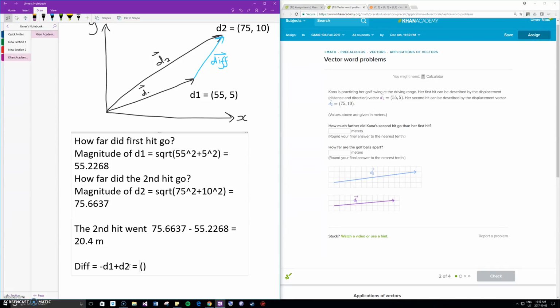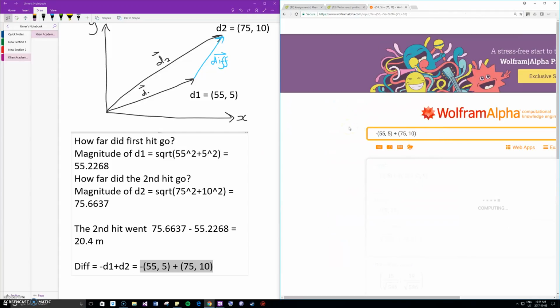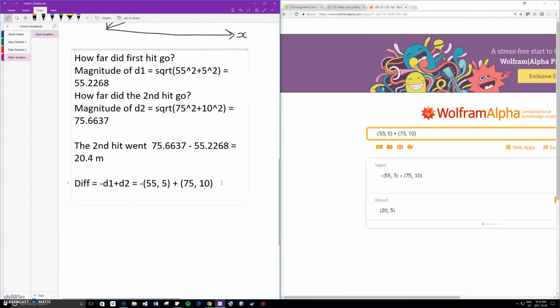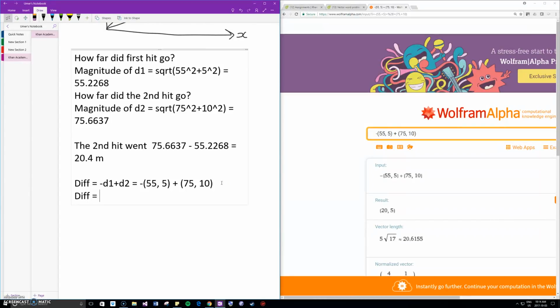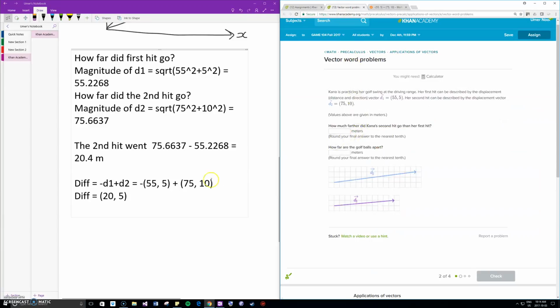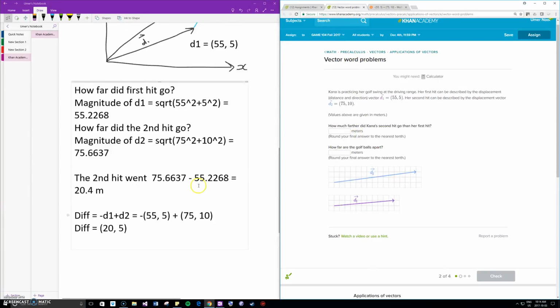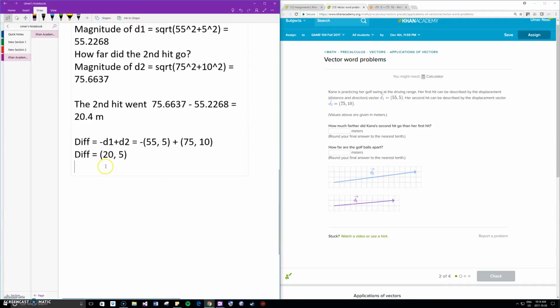It will be negative 55.5 plus 75.10. So again, combine the x's and y's separately. I'm going to shove it into Wolfram Alpha. You get the difference vector is equal to 20, 5. So to figure out how far the golf balls are apart, work out the length of this vector.